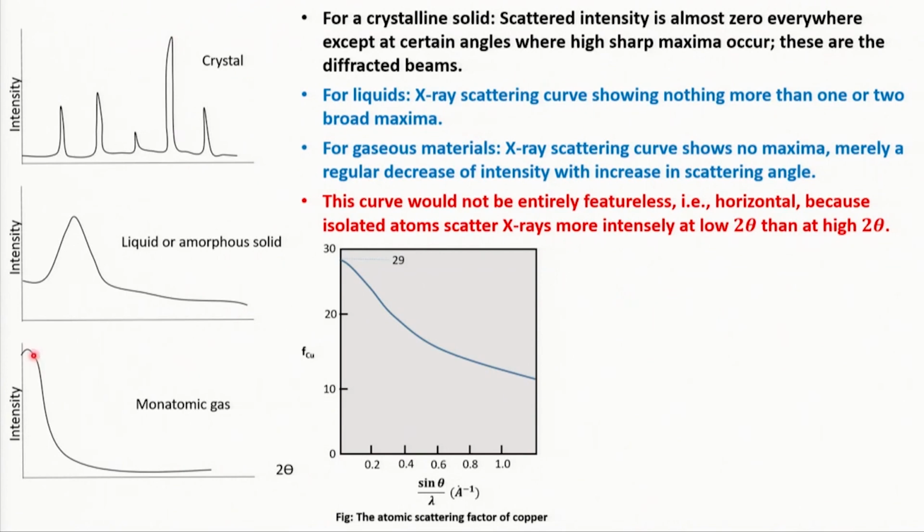In this case, the intensity of the X-ray is basically varying from a high value to a low value because of the atomic scattering factor. If you remember, the atomic scattering factor varies in this way with respect to sin theta by lambda, and for a monoatomic gas, whatever variation you see with 2 theta in the intensity of the X-ray beam is exactly because of this variation in atomic scattering factor with sin theta by lambda. So, that is how we get a difference between a crystal and an amorphous material, and the extreme is a monoatomic gas. Okay. So, with this we are getting over.